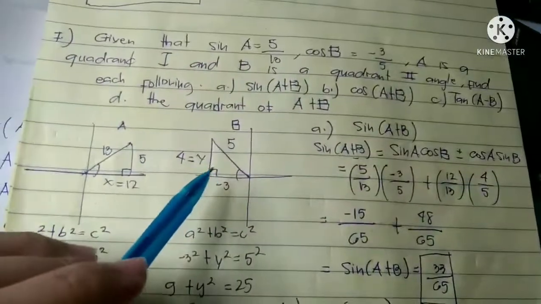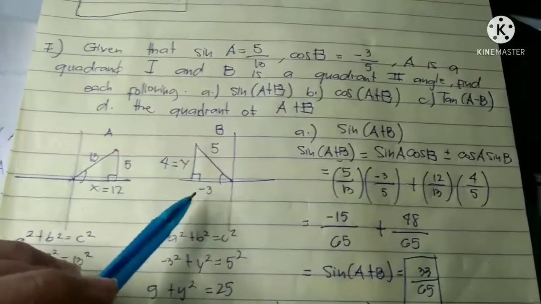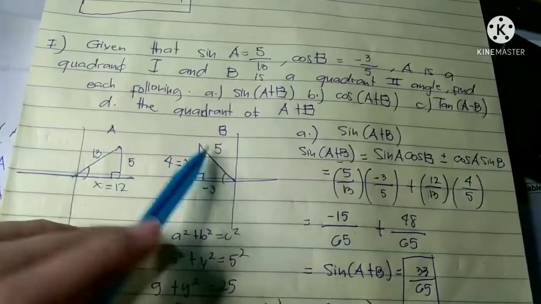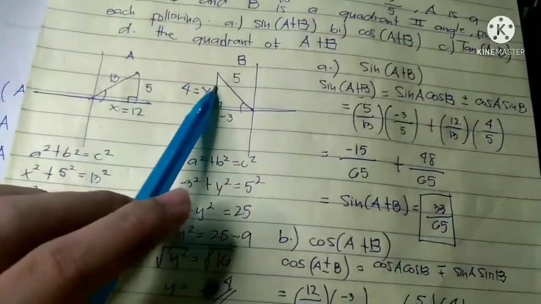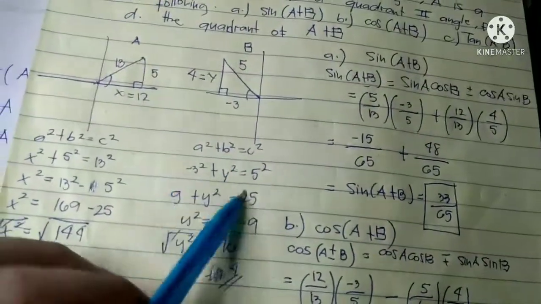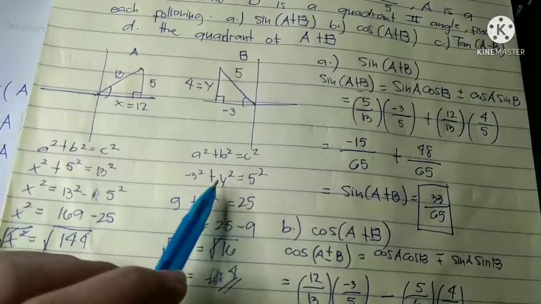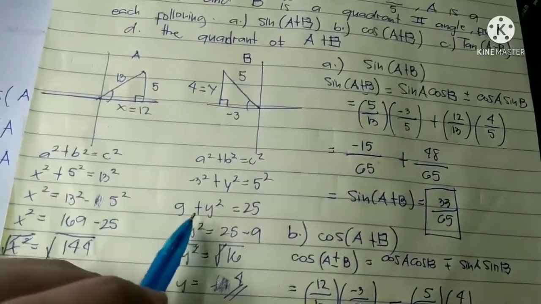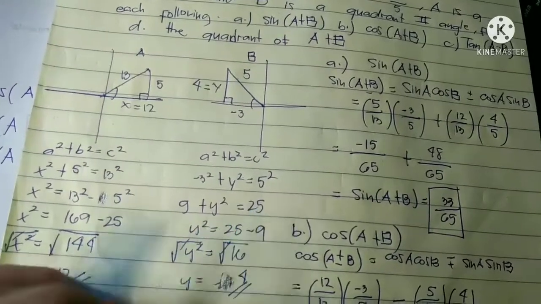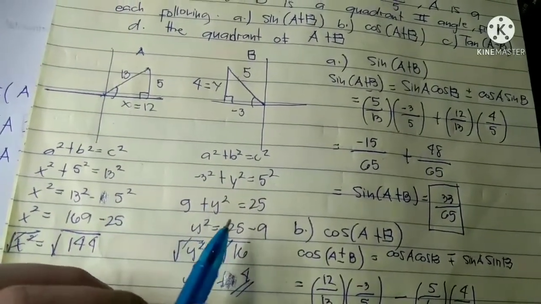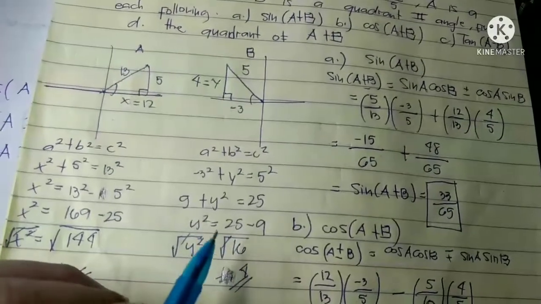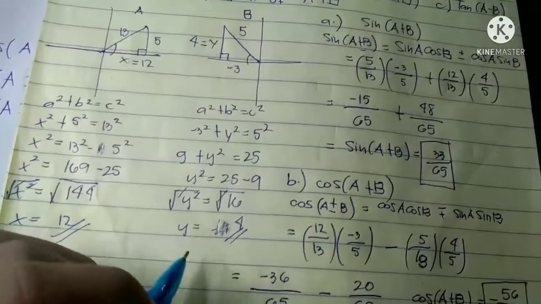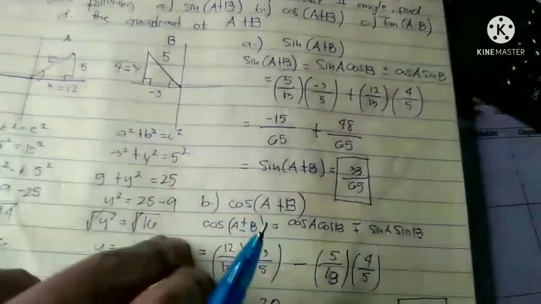Next, we have our cosine b, and cosine is equal to adjacent over hypotenuse. Our adjacent is here -3 and our hypotenuse is 5. Again, to find the missing side, we need to use this formula. So we have -3 squared plus y squared equals 5 squared. So -3 squared is 9 plus y squared equals 25. So y squared equals 25 minus 9. So 25 minus 9 is 16. Then we square both sides. So now we have here our y, which is 4.